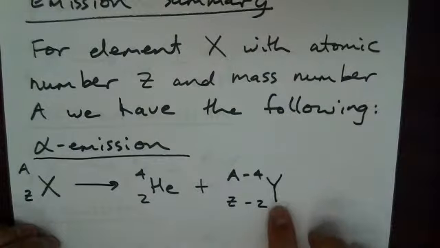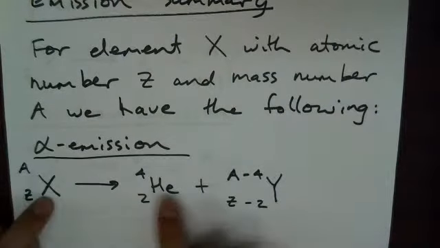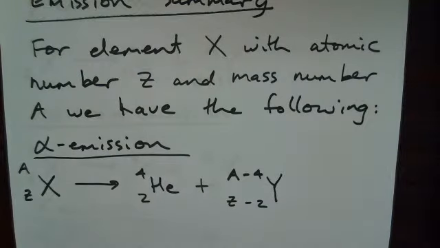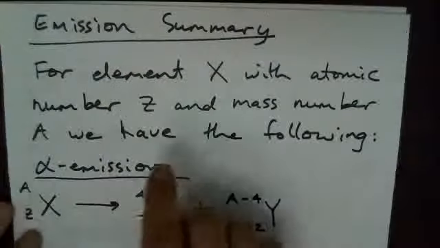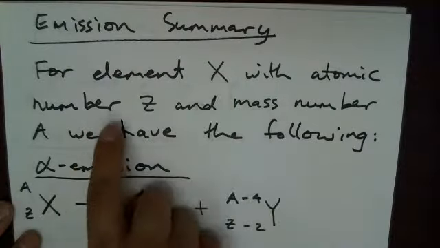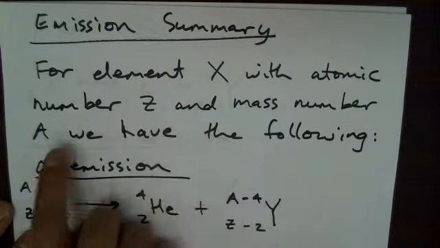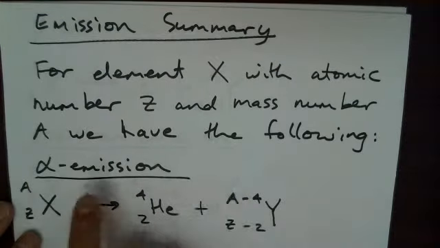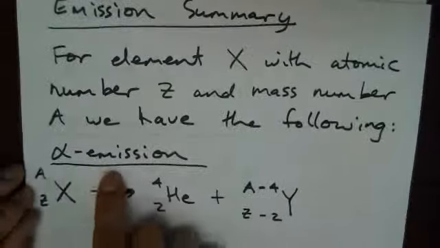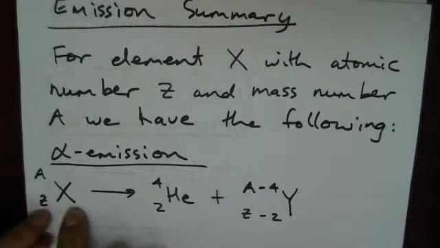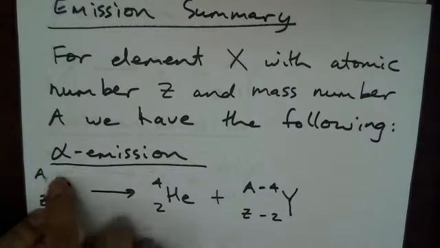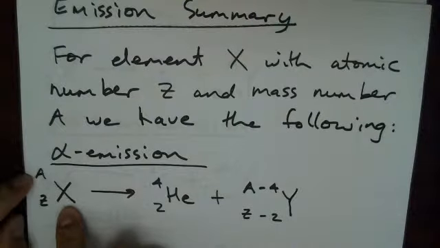So let's have a look at a summary here. In this summary, when you see Y, that is not yttrium. That's just alphabetical order, X, Y. It just denotes some element. So if we start off with an element X with an atomic number Z and a mass number A, we have the following. For alpha emission, this is how we normally write the symbol. We'd have X as the element, A is our mass number, and Z is our atomic number.